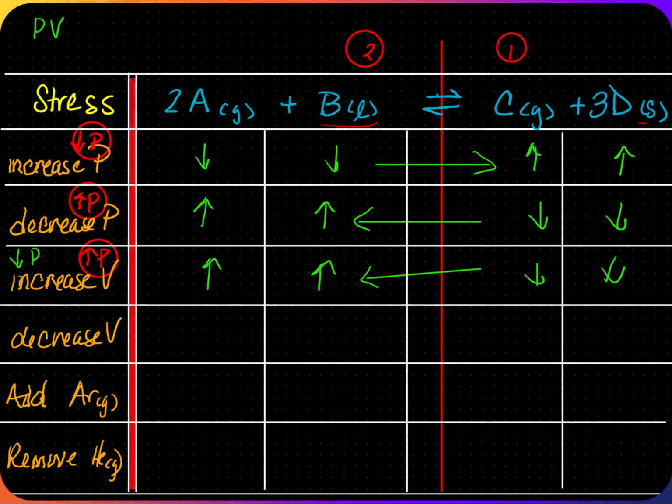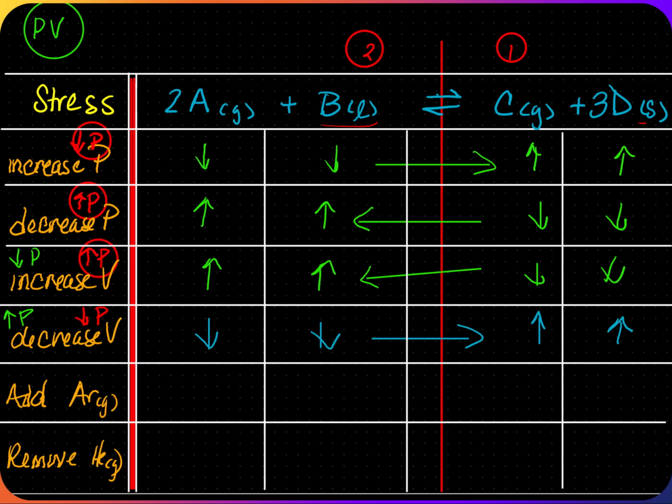When the volume is decreased, we know my pressure will increase according to Boyle's law. So we need to do the opposite. We need to lower my pressure. To lower my pressure, I need to shift to the side of least moles. That is the product side. So my products are going to increase and my reactants are going to decrease.